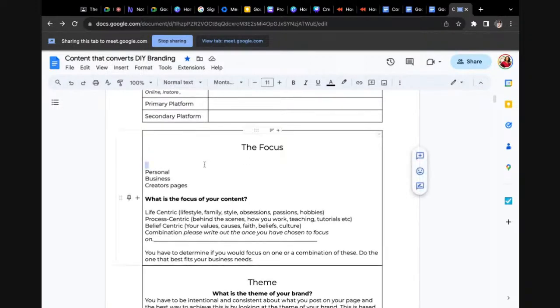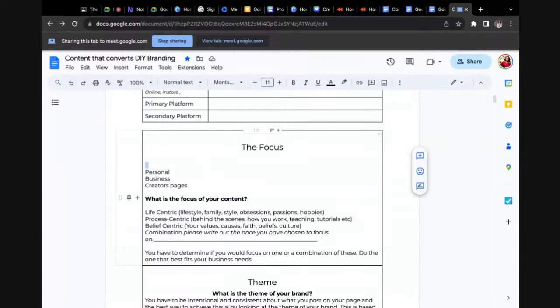We're doing a couple of things. Number one, we are looking at the focus of the business. We are not creating for ourselves, we're creating for people. So we have to define what we're creating for in simple terms. Are we a personal page? So is it a personal brand? Is it a business? Is it a creator's page? Because on Instagram, you have those three categories.